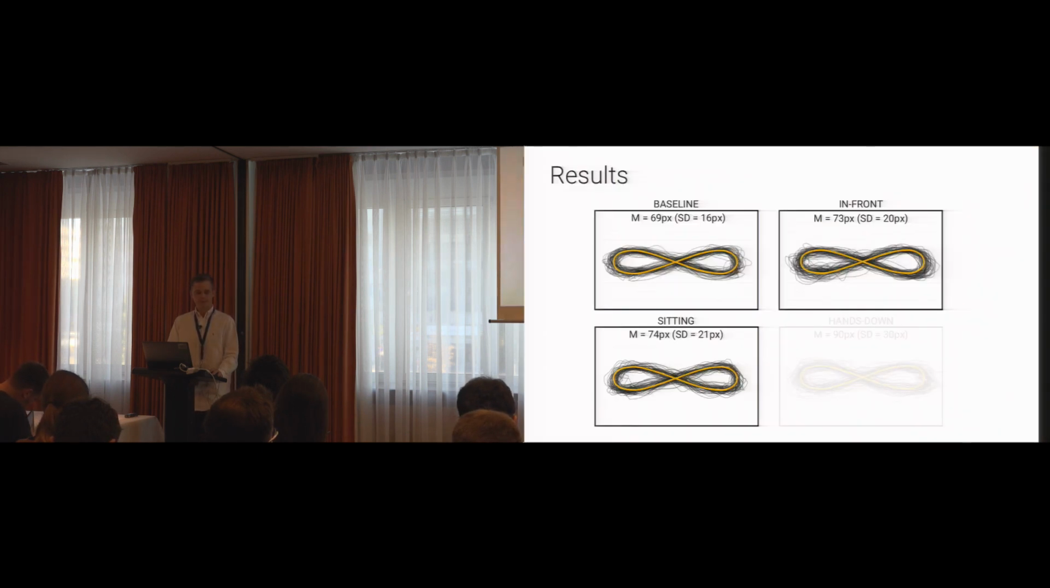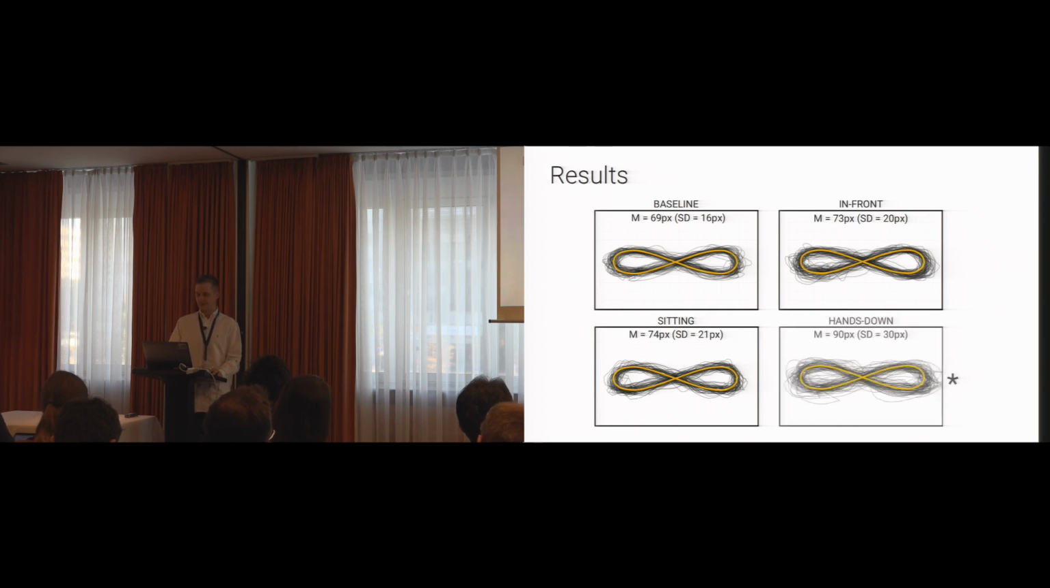In this figure, we can now see the cursor traces of all participants and all trials. We see that the Pocket6 conditions, in front and sitting, allowed participants to perform hand motion as precisely as the baseline externally tracked controller. However, we found a significant difference between the 4 techniques, where the hand-down technique was more inaccurate compared to all others, on average by 16 to 21 pixels.